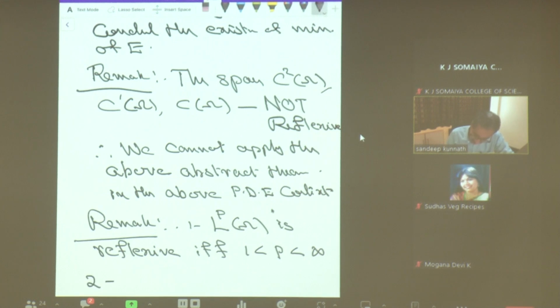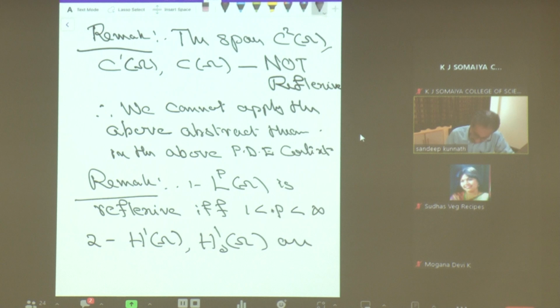Then the second one is the spaces we define, say H^1(Ω) and H^1_0(Ω). These Sobolev spaces are reflexive. So the idea is that, for example, the L^p spaces and the Sobolev spaces H^1, H^1_0 are all reflexive spaces.